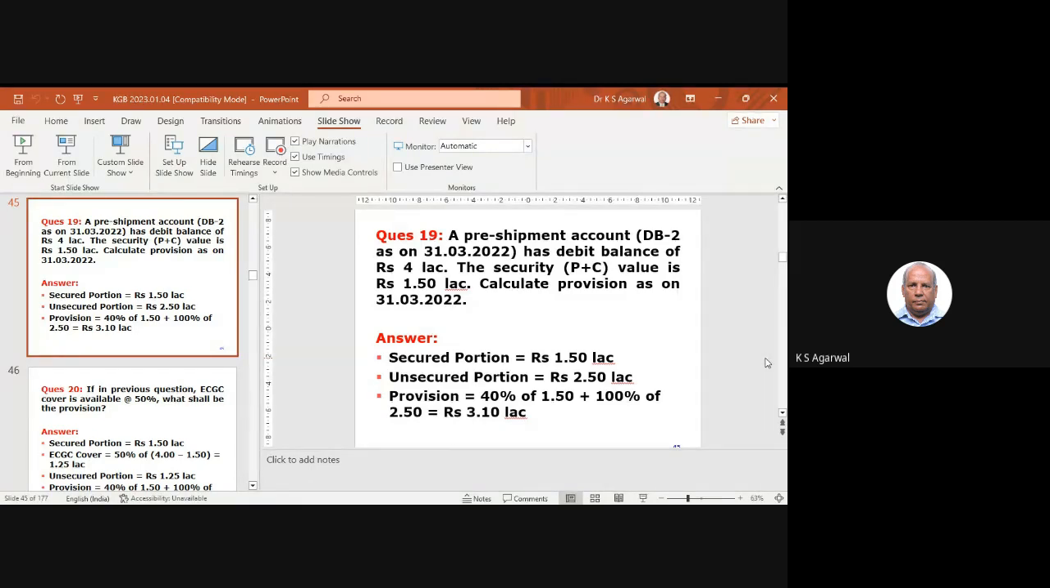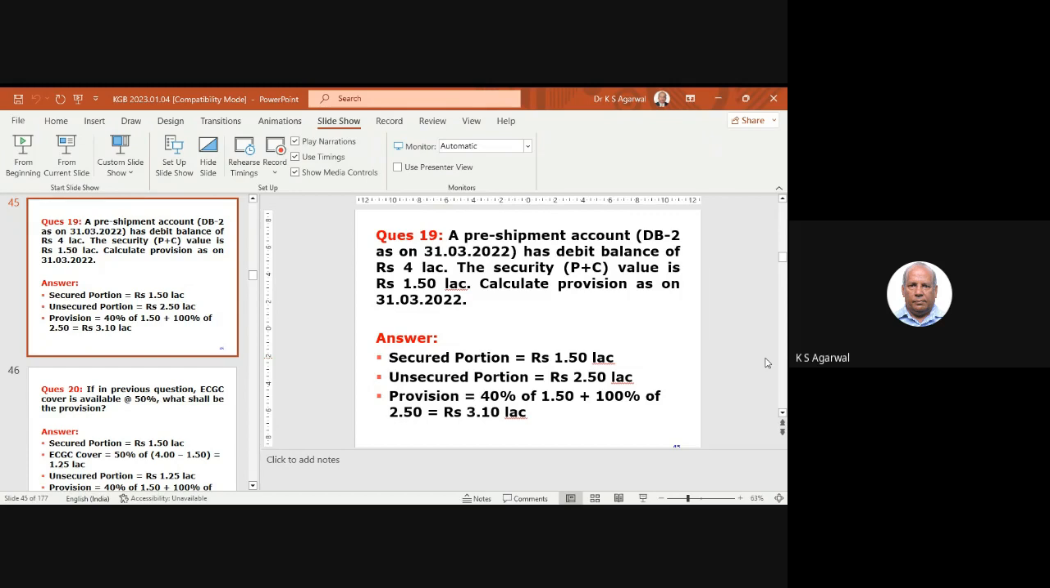Now, balance outstanding 4 lakh. Secured portion will be 1.5 lakh, right? Because value of security is 1.5 lakh. Unsecured portion will be how much? 4 minus 1.50, so 2.50 lakh. Because it is DB2, so 40% of secured portion, 40% of 1.50 lakh, and 100% of unsecured 2.50 lakh. This will become 3.10 lakh. It will be the provision.